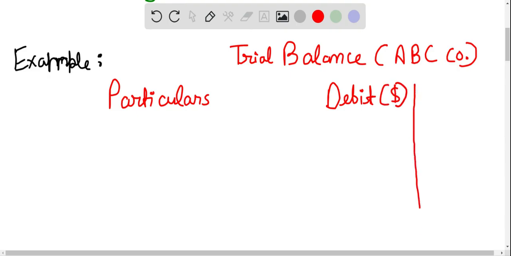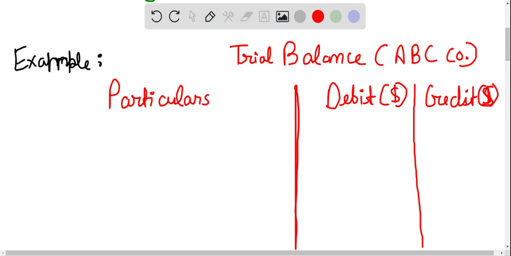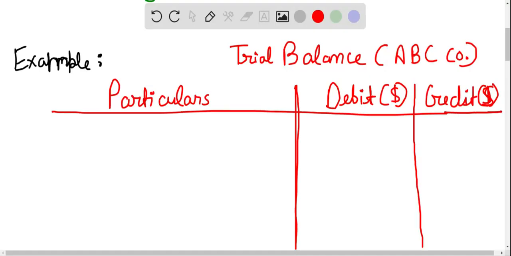Okay. Now what happens? Any transaction that will be done in the business entity either will have relation with making profit or relation with making loss, or in a nutshell we can say any transaction will have a net effect either on profit or on loss. Okay.